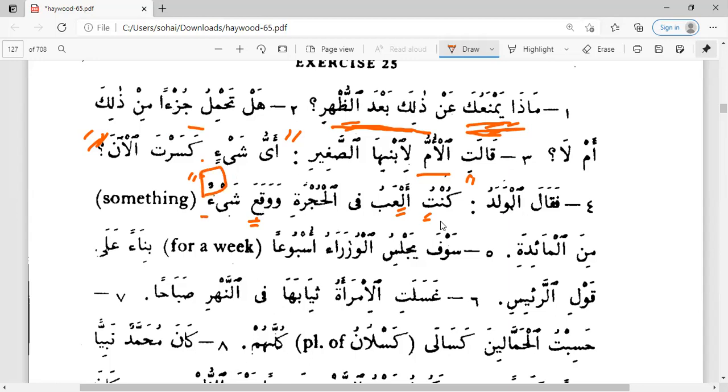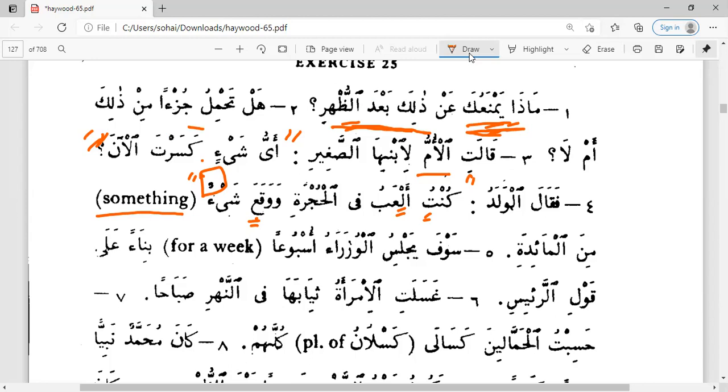Why shay'in? Why make it genitive? No, sorry, it's shay'un. Things from the table. Shay'un is not plural. It's not things. Shay'un is shay. That's why I was confused. A thing. Shay'un is thing. Okay. A thing. Shay'in. Or in plural you could use something. Okay. Something. Waqa'a. Okay, something falls from the table.